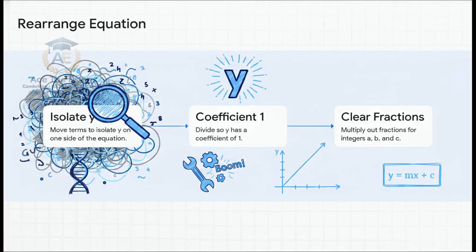But you know, sometimes math likes to play hide and seek with that DNA. You'll often run into equations that look messy, taking the general form ax plus by plus c equals 0. It looks kind of intimidating, right? But it's actually a super easy fix.